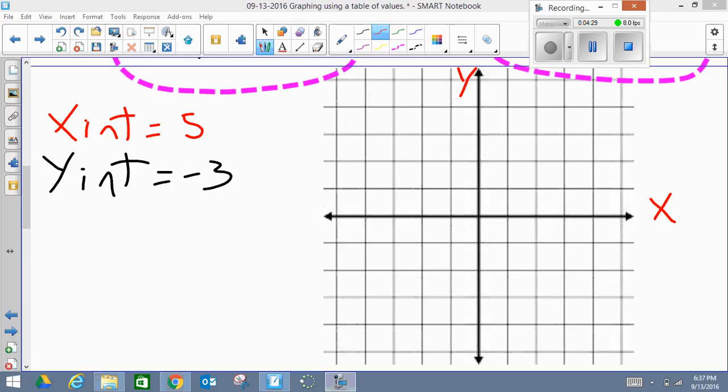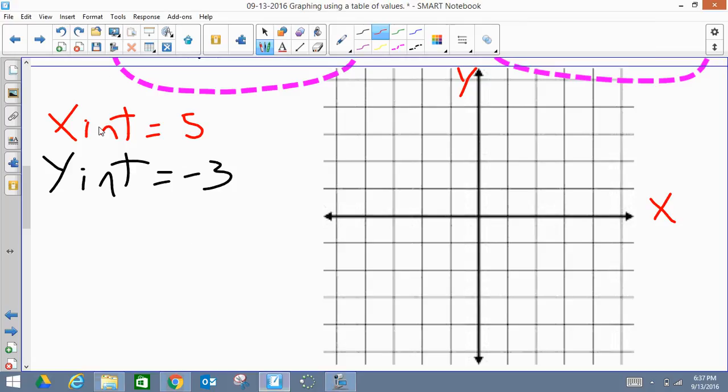Now the x-intercept, I'm sorry, is where your line touches the x-axis. That's what the intercept means. In this case, it's going to be 5. So from the origin, right in the middle, I'm going to count 5 on the x, which is positive, so I go to the right: 1, 2, 3, 4, 5. At that moment, I'm going to make that my point, and that's your x-intercept.